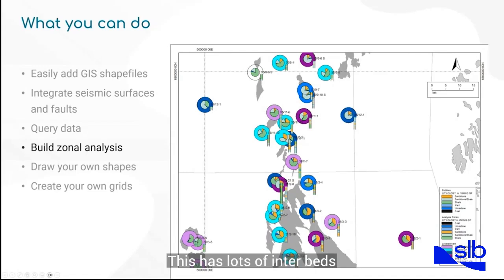This is lots of interbeds. Oh, I've got some yellow in here. Okay, I can see that's interbeds. I have a thick at the bottom here, thick at the bottom, and you get to see a little bit more of the consistency or not, as the case may be, when it comes to the data you're interested in.